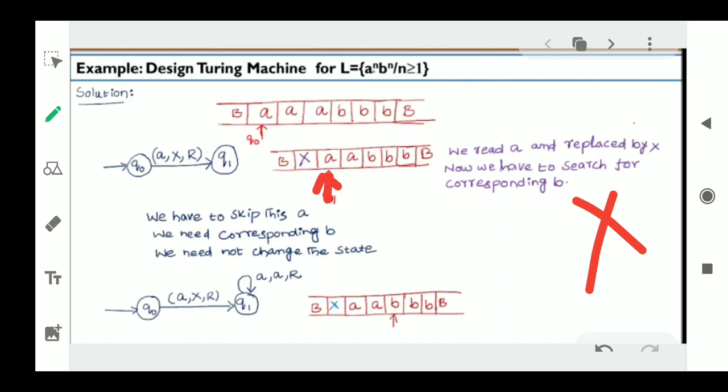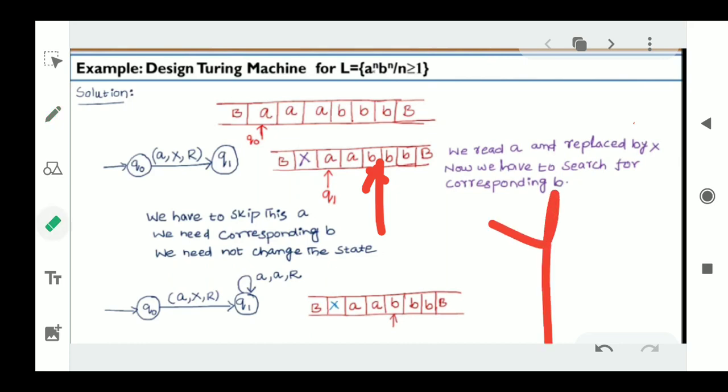Now when we see the symbol small a, we will not replace that with capital X. Whenever you read the first a, small a, we replace that with capital X, and if any number of a's are encountered, we will not replace them until we see the corresponding b. Here we have seen one a. Now our ultimate objective is to read one b. We have replaced small a with capital X, and we will go there and replace this small b with capital Y. And in between, if any symbols are encountered, we will not replace them.